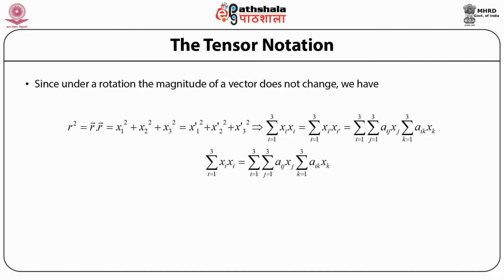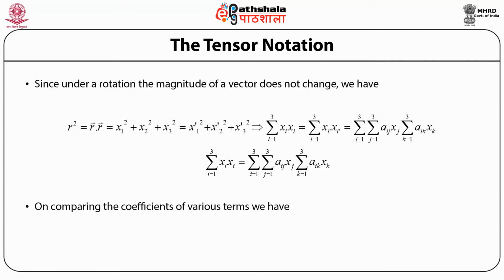equals 1 to 3 of the summation over j equals 1 to 3 of aij xj, into the summation over k equals 1 to 3 of aik xk, which implies that the summation over i equals 1 to 3 of xi squared equals the summation over i of the summation over j equals 1 to 3 of aij xj into the summation from k equals 1 to 3 of aik xk.